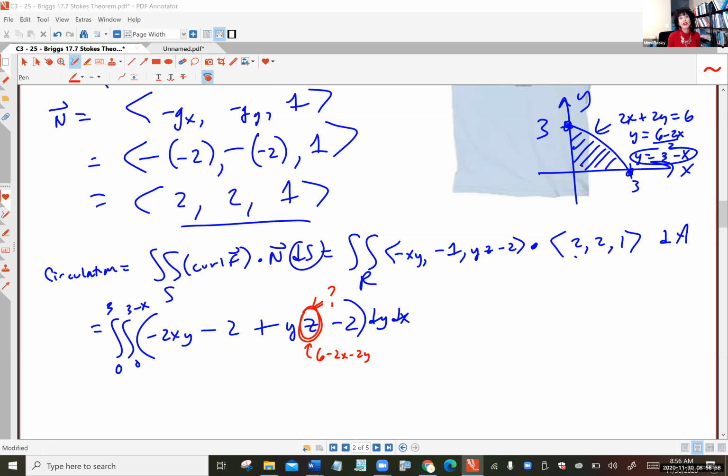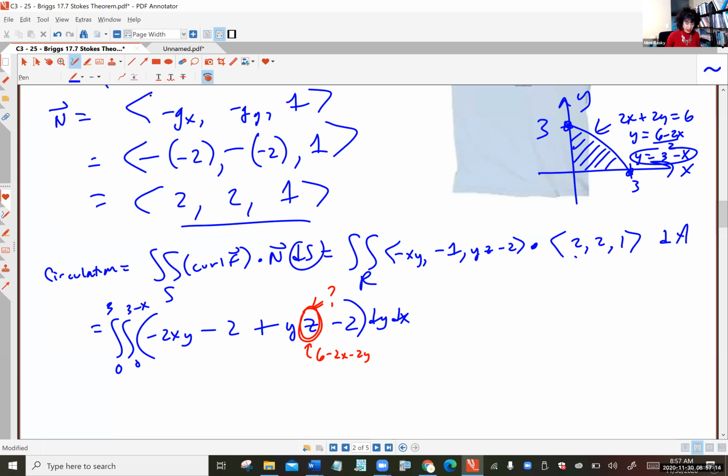But I try to find problems, not only on my homework and my exams, hint, hint, where there will be a z that you have to worry about and replace on flux integrals and so on. So please know how to do that, because that's super important.